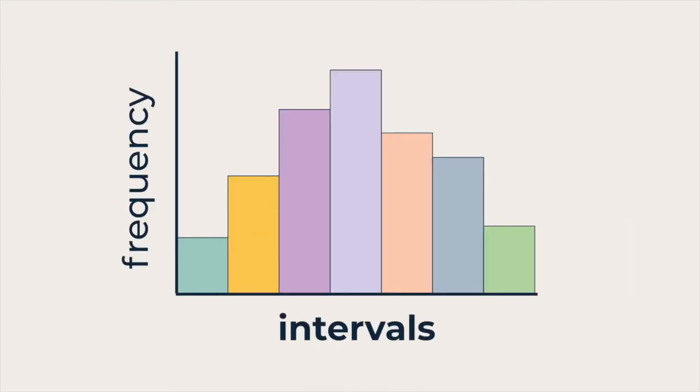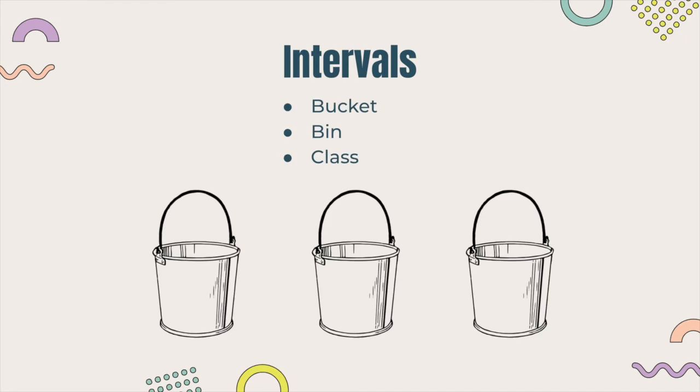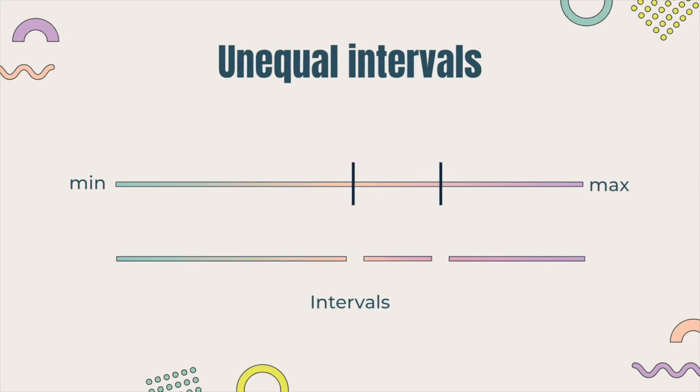On the x-axis, we show the intervals of data points. Intervals are groups of data point values, and they are also called buckets, bins, or classes. Intervals are segments of the histogram range. In this video, we will only cover equally sized intervals. However, it's also possible to divide the range into differently sized intervals. You can get more information about this in the video about uneven bins.